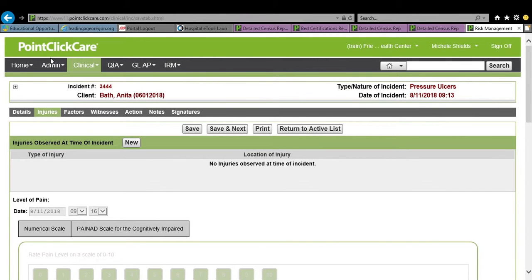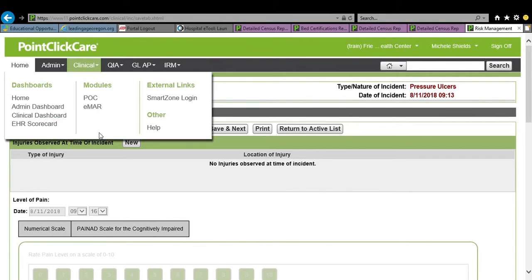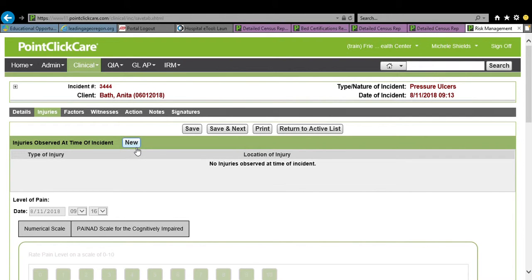The second tab in the incident report is the injuries tab. This is really important to identify exactly where the injury is and what type of injury. So you've got lots of options if it's a pressure injury, and we know that it's to her coccyx, so it's 23. Not everything is going to be perfect, not everything's going to be the perfect location.